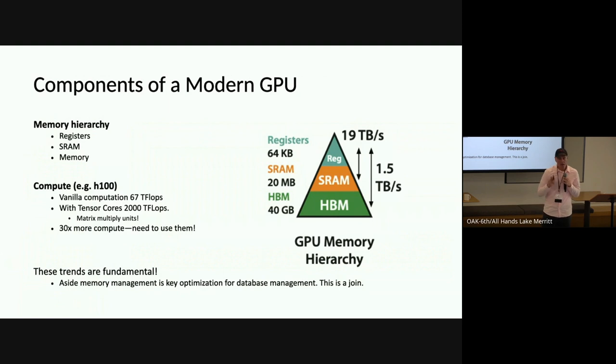The second trend, which I'll highlight more in the next slide, is that on modern accelerators like the H100, vanilla computation, where you just kind of call and use things, gets you about 67 teraflops.